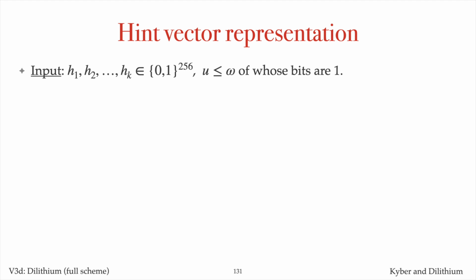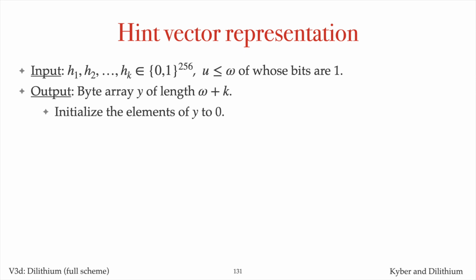However, since at most omega equals 75 of the 2048 bits are 1, it's more space efficient to record the bit positions of the 1s in H. Suppose that U of these bits are 1, where U is at most omega, the upper bound on the total number of 1 bits. The Dilithium standard represents the 1 bits as follows. Let Y be an array of omega plus k bytes, which are initialized to 0. For the ML-DSA 87 parameter set, the array has length 83 bytes.